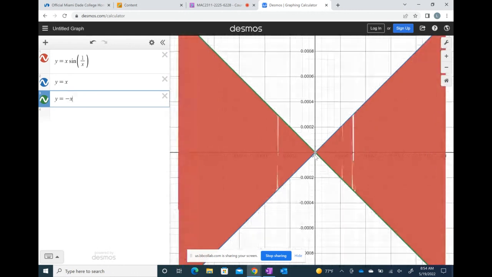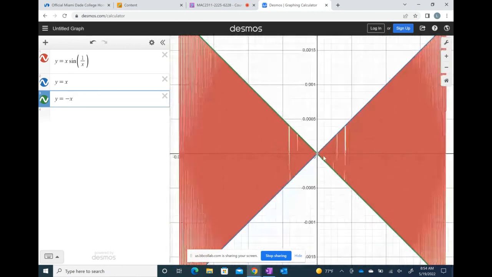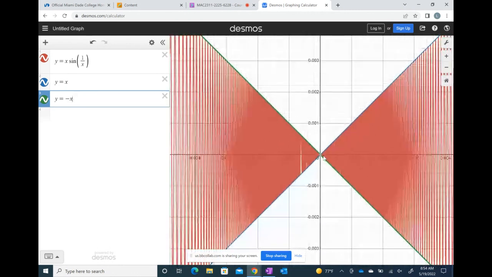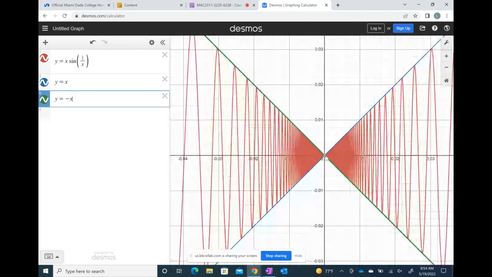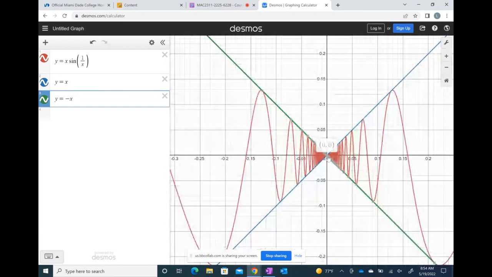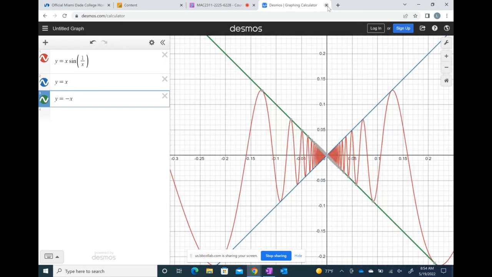All right, so enough of this. Hopefully you get the idea. The point is, the squeeze theorem is a very nice theorem, and we're going to use it today to calculate one of the special limits that we're going to discuss.